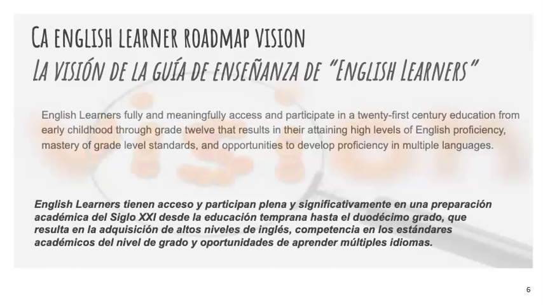The state vision for our English Learner Roadmap is that English learners fully and meaningfully access and participate in a 21st century education from early childhood through grade 12 that results in their attaining high levels of English proficiency, mastery of grade level standards, and opportunities to develop proficiency in multiple languages.